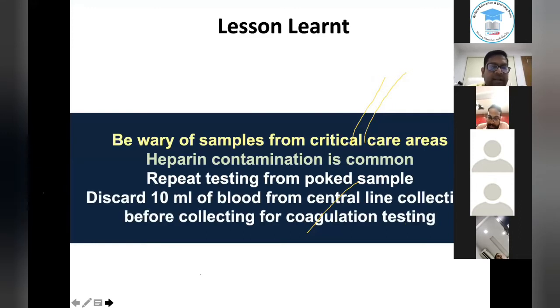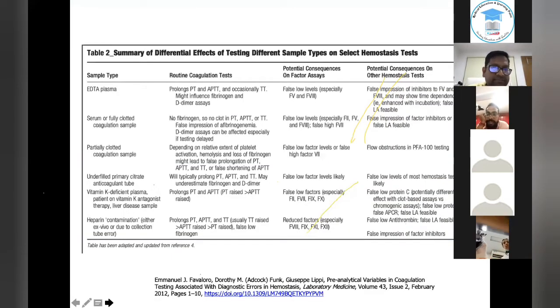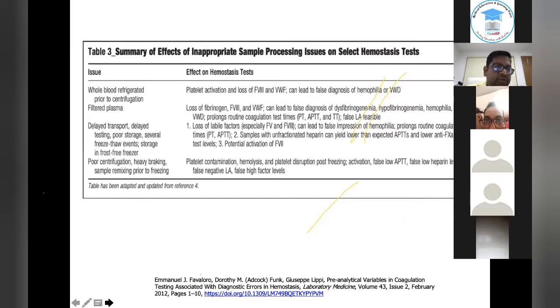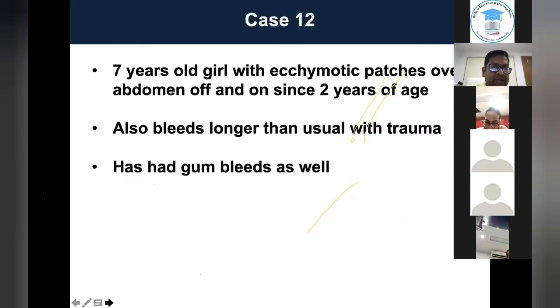If somebody is collecting from the central line, one has to discard 10 ml of blood before collecting for coagulation testing. So this is the summary of the differential effect of testing different samples on select hemostasis tests. Whenever there are partially filled, partially clotted or underfilled samples, the results will be erroneous. Heparin contamination can also lead to erroneous results. Similarly, inappropriate sample processing can also result in an erroneous hemostatic result.